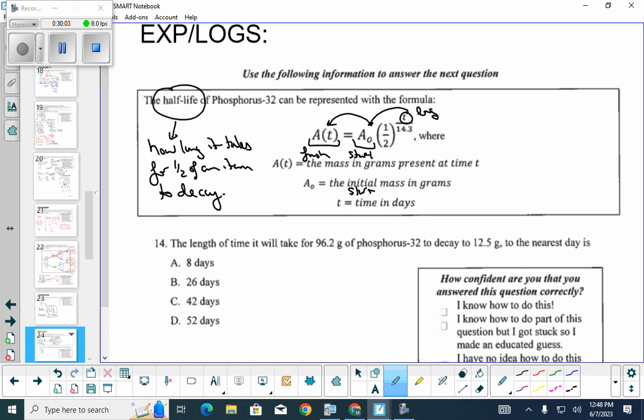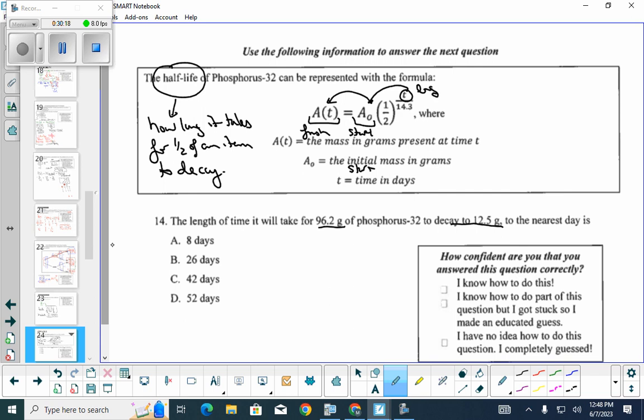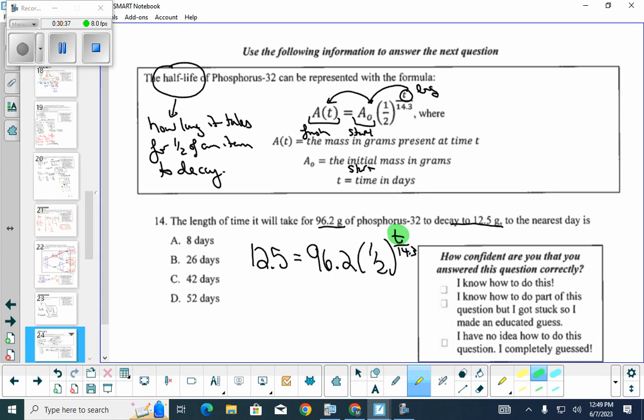So the length of time it takes for 96.2 grams of phosphorus to decay to 12.5 grams. So what is your finishing amount? Or what are you finishing with? What are you starting with? And what you're looking for is the time. That's what you're looking for.